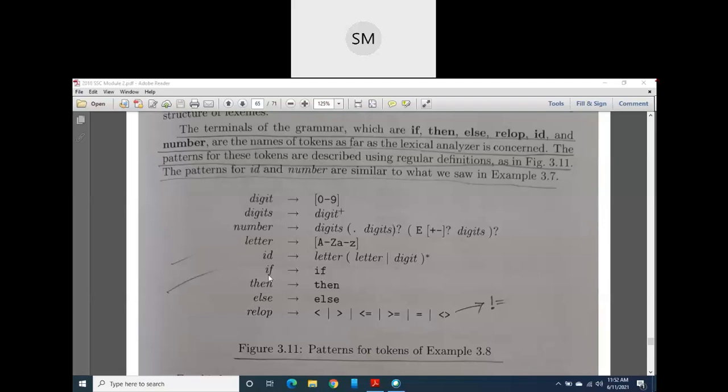Remember, these all are symbols. In fact, our terminals are called symbols. Our non-terminals are called symbols. Terminals and non-terminals are called symbols. Clear? Then THEN, ELSE. These three are keywords.